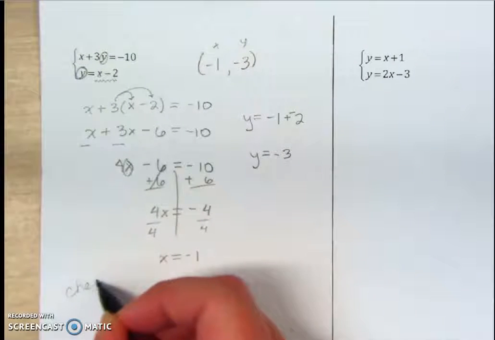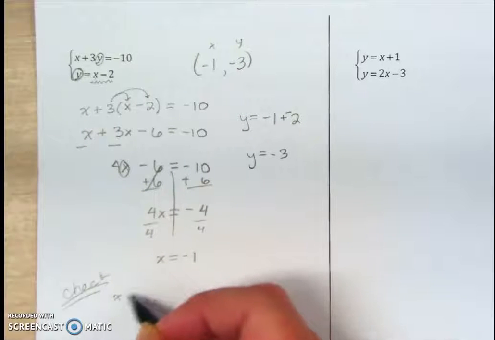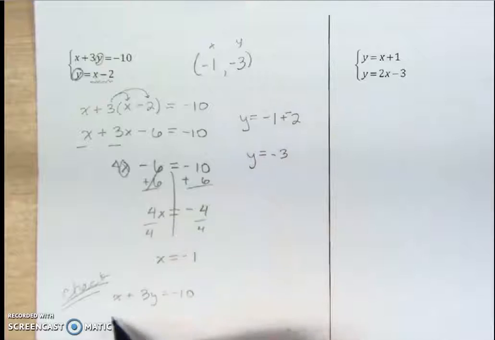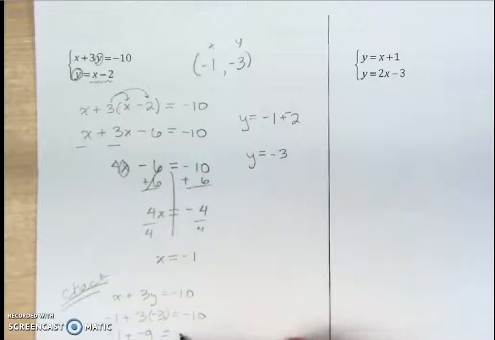Don't forget to check. So the first equation is x plus 3y equals negative 10. X, I'm saying, is negative 1 plus 3 times negative 3 should equal negative 10. That means negative 1 plus negative 9 should equal negative 10, and it does. So it checks out for the first one.